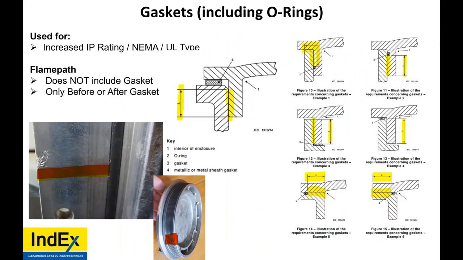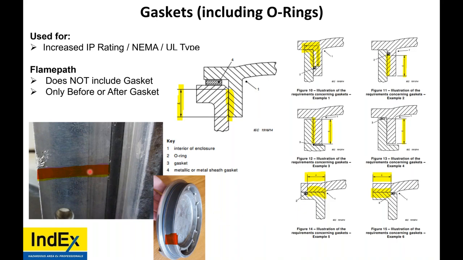Now, when we talk about gaskets or O-rings, this is an issue that few seem to understand, where the flame path now applies. So the gasket or O-ring is used to increase the IP rating or change its NEMA rating or UL type. The flame path does not include the gasket. And the flame path is either before or after the gasket, depending where it's installed.